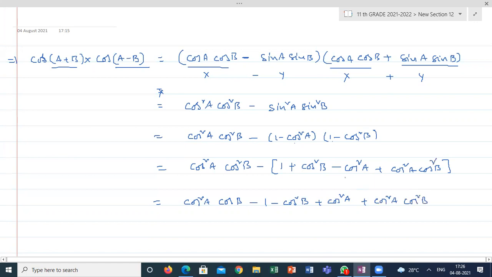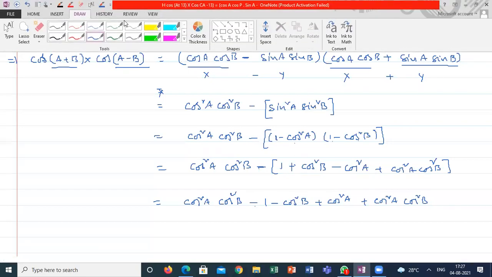Sir, it should be plus cos square b, right? Cos square b, no, after multiplying with minus. Got it? What I'm saying? Minus cos square b, right? Minus into 1 is minus 1. Minus into cos square b is minus cos square b. Yes, ma'am. Thank you.